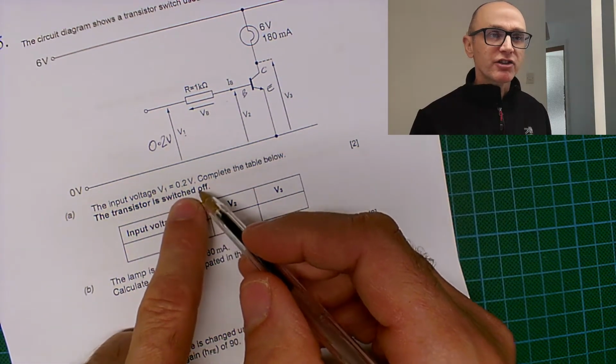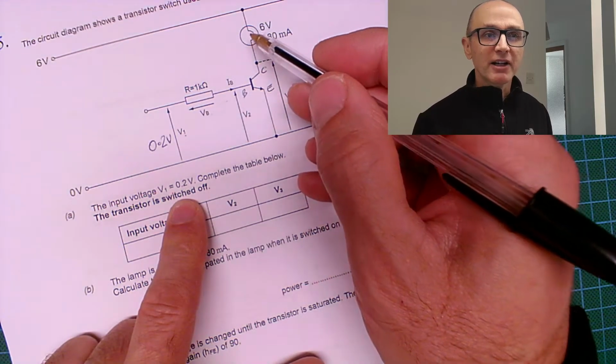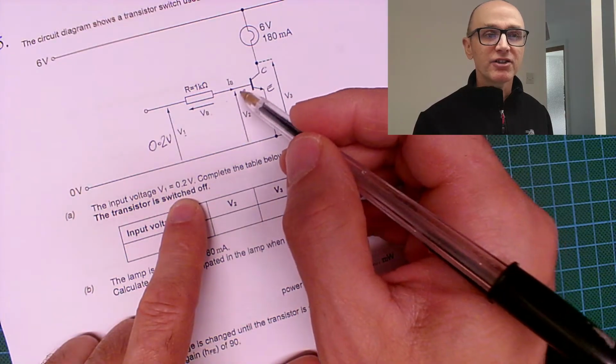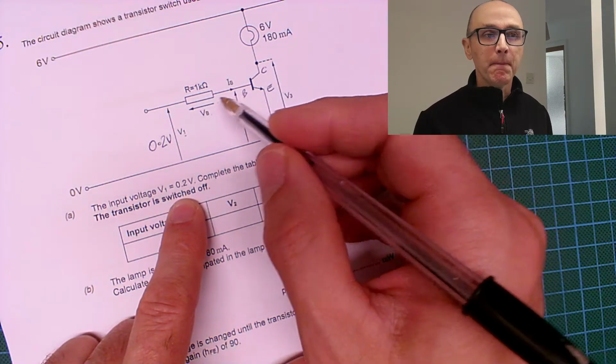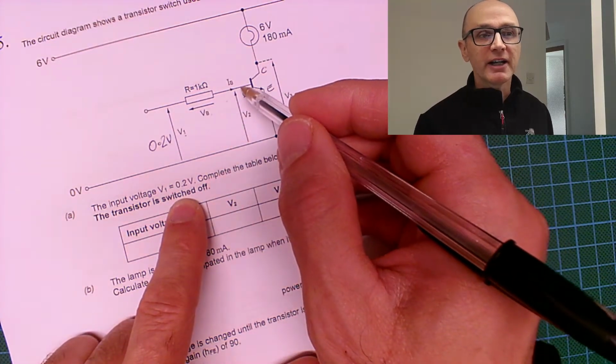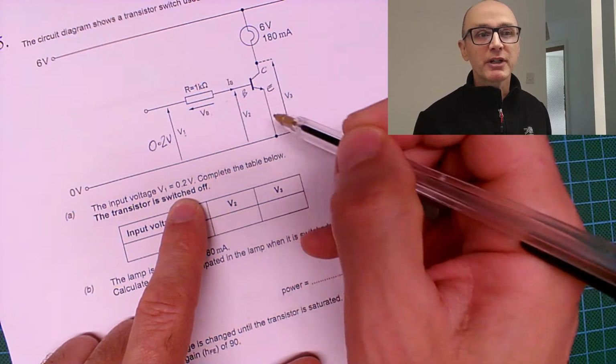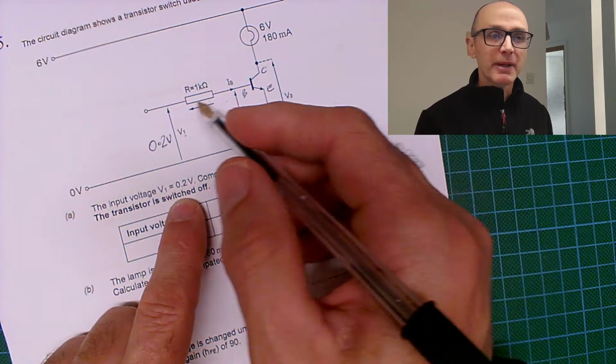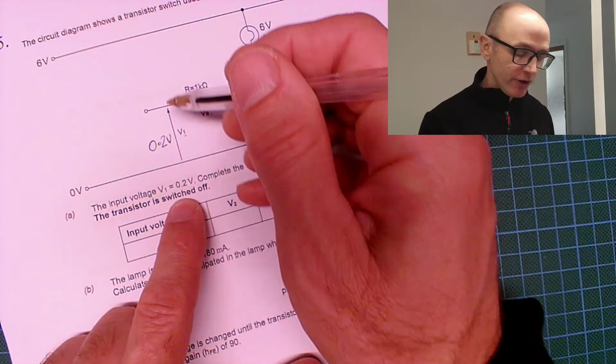So the transistor is currently switched off. Basically the bulb is off. There's no current flowing here. There's insufficient voltage for any significant current to be flowing between the base and the emitter. And because of that, there's not going to be any current flowing through here.